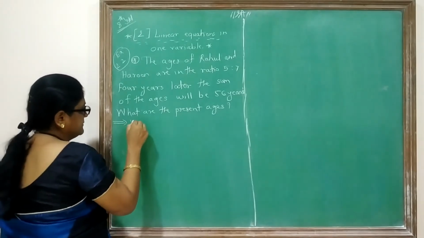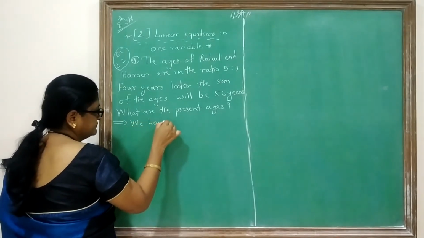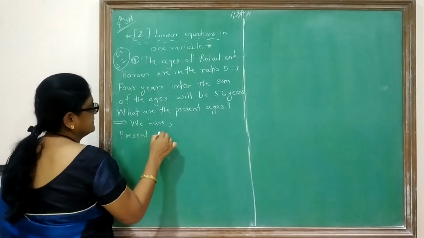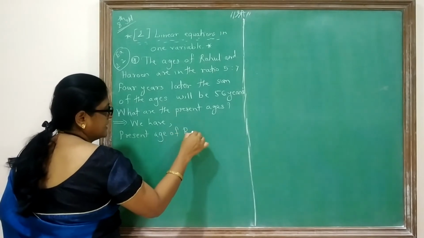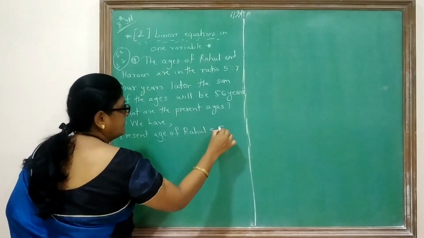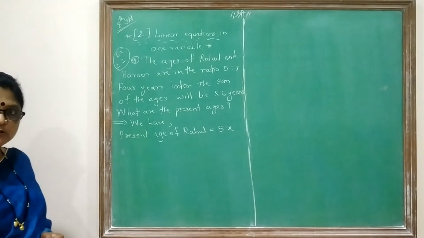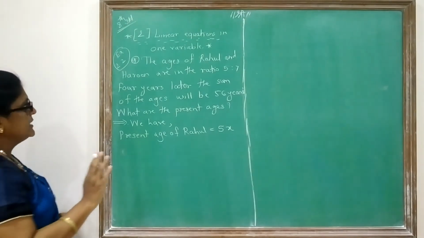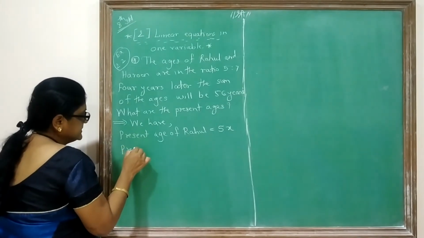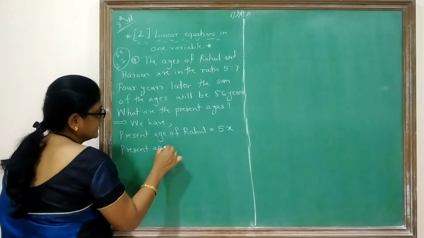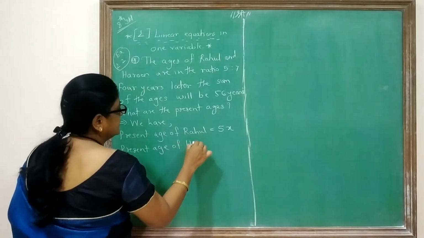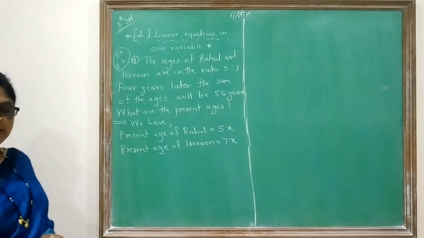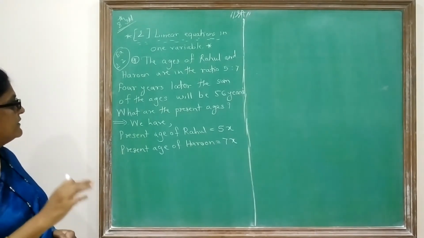Then you will write here first, we have present age of Rahul equal to what? 5x, because the ratio 5:7 is taken. Then first is 5, so Rahul's age is 5x. Then the second is present age of Varun equal to 7x, because the second number is 7, then you will write here 7x.